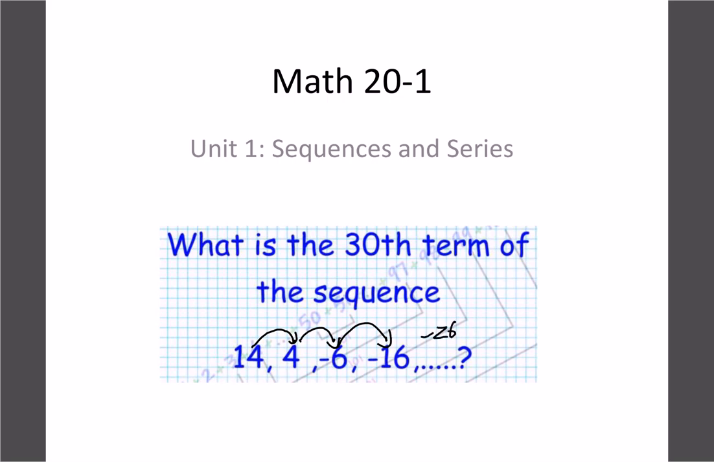So we could continue this pattern: -26, -36, and so on. The question is asking what the 30th term would be. We could list out all 30 numbers, but what we're going to see in this unit is that there are some formulas we can use to find that out a lot quicker and easier.